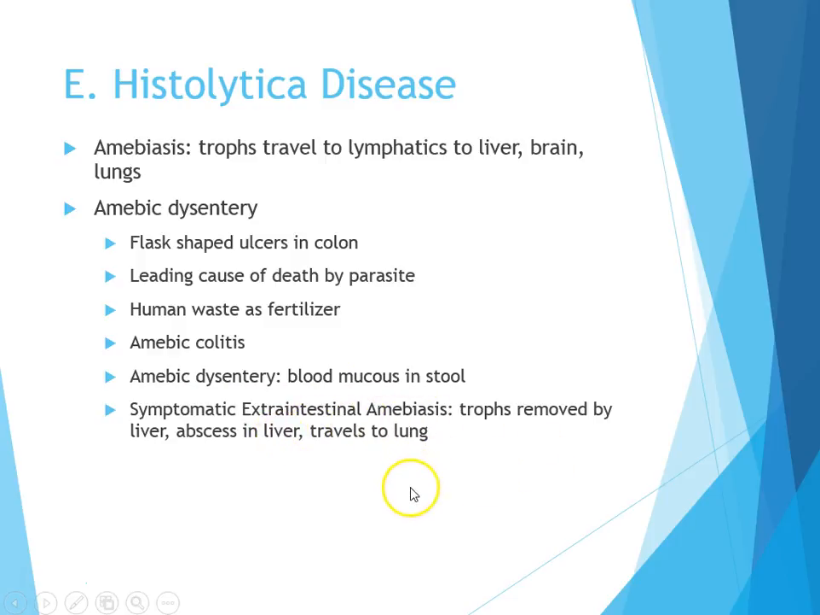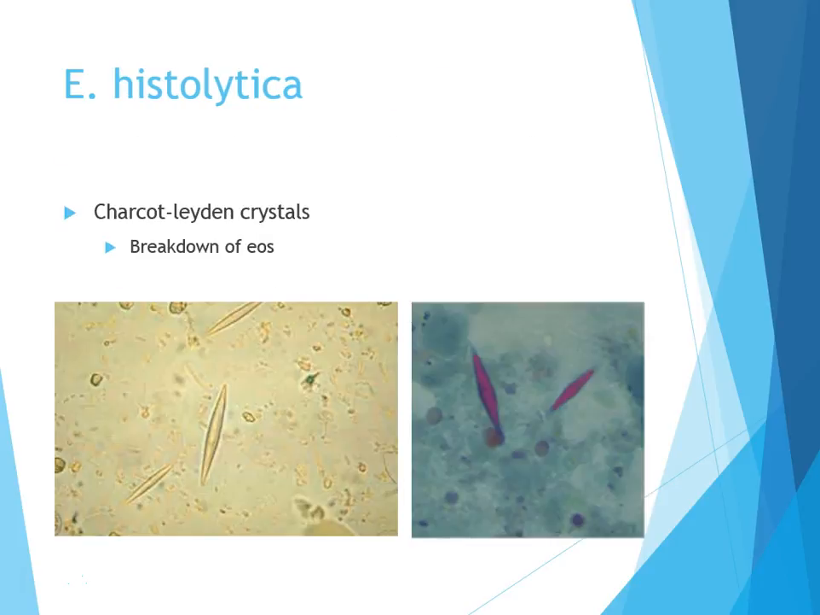Extraintestinal amebiasis is when they can travel to other organs. They may form an abscess in the liver. The treatment is usually Flagyl or furamide. You don't need to know the treatments. You don't need to worry about memorizing the treatments.